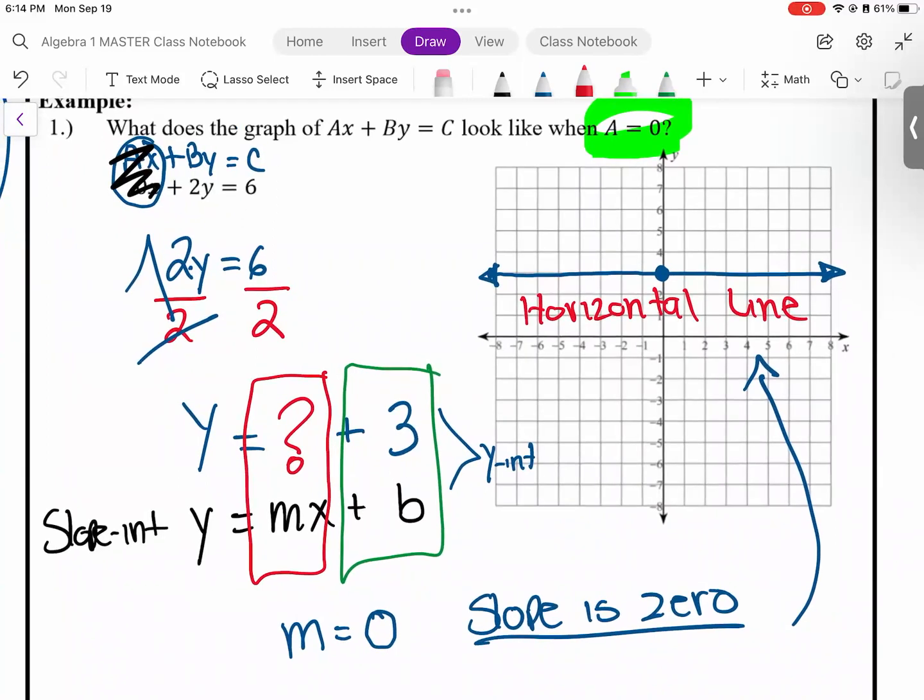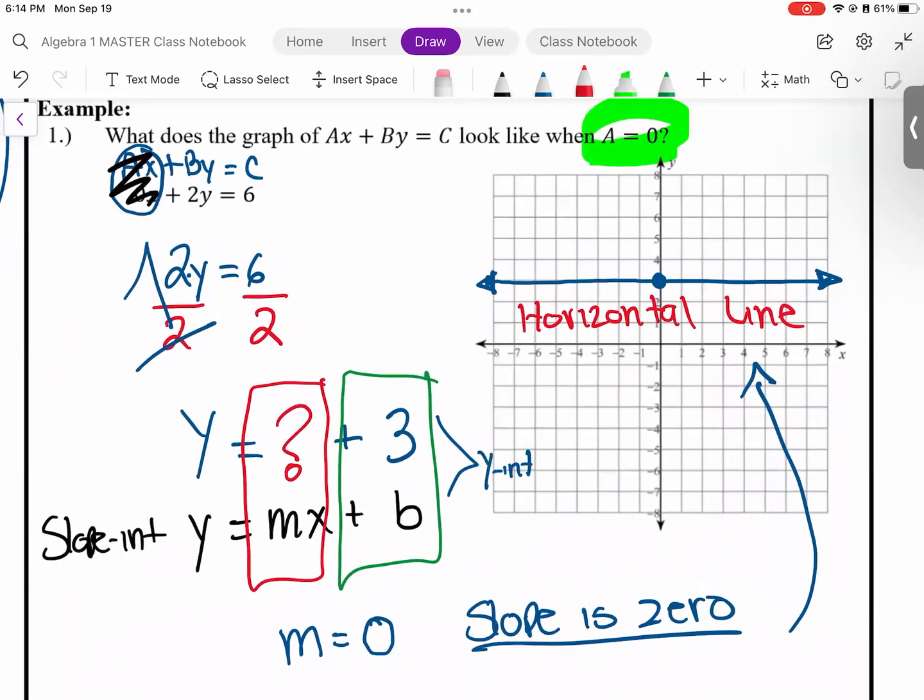Okay, so go ahead and take a minute. If you guys need to pause the video, make sure that you let the sub know to pause the video for 30 seconds so you guys can write that down. But again, overall, when you graph a linear function and your m value is 0, that means your slope is 0, which means you're going to create a horizontal line. Now go ahead and turn the page over.